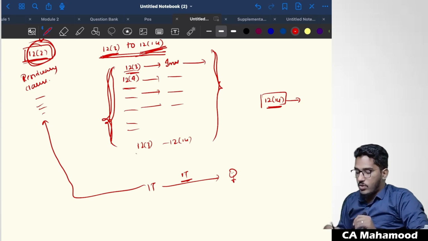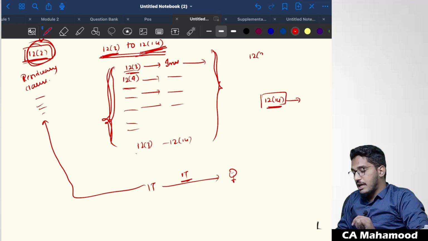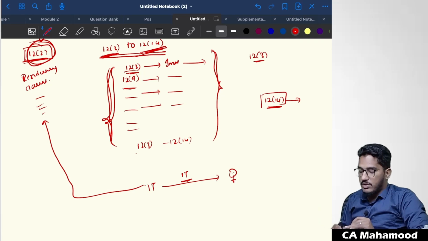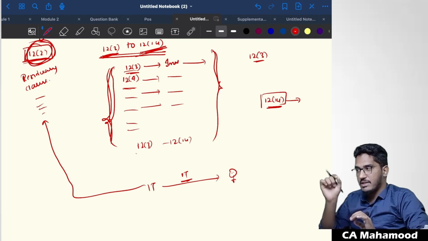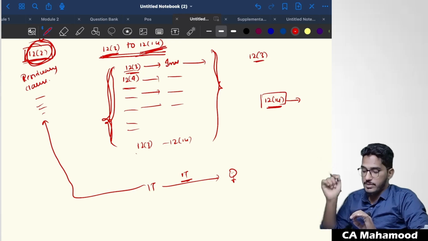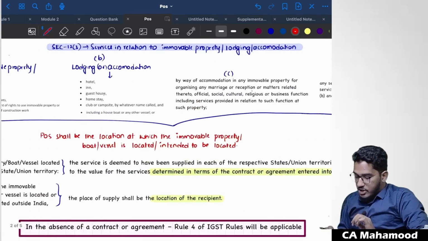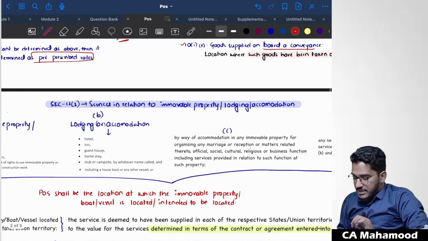So having said that, now what we will do is we'll start with 12 subsection 3. We'll try to understand each of the special categories of service and how to determine place of supply. At the end we will discuss this residuary clause. First we will discuss each and every special service and how to determine the place of supply in respect of that. So first I will be starting with 12 subsection 3. What is 12 subsection 3 dealing with?